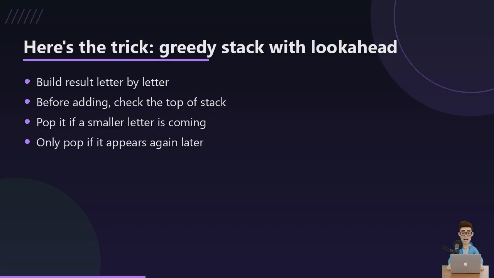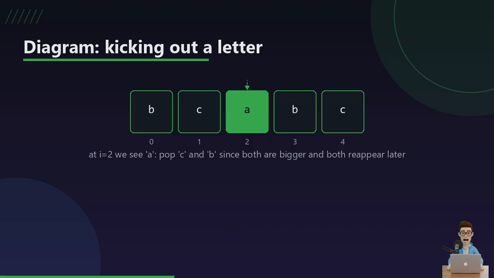Look at this string B, C, A, B, C. By the time we reach index 2, our stack has B then C on it. But now A shows up, and since it is smaller than both, and B and C both appear again later, we pop them off and start clean with A.